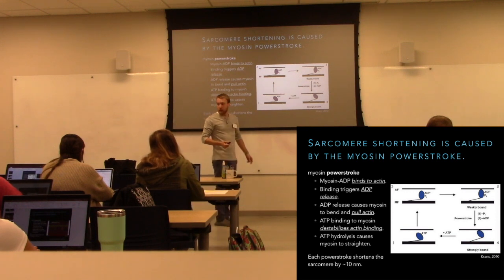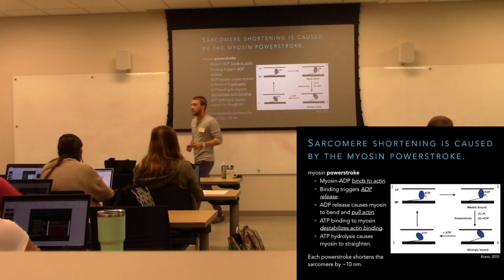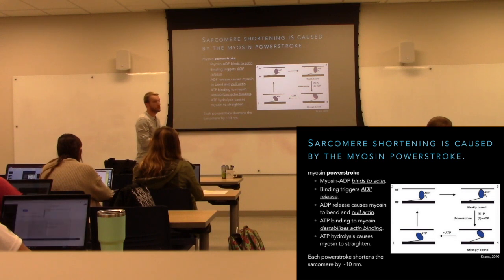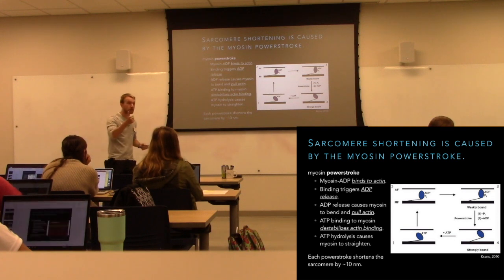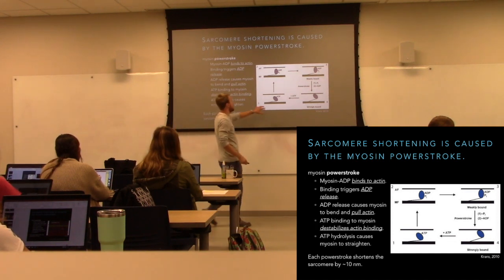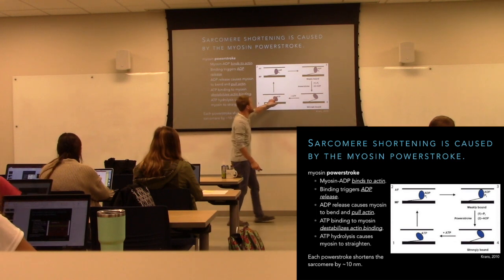If our muscle cell's alive and well, there will be plenty of ATP around. When ATP binds to myosin, that destabilizes the interaction with actin. So myosin lets go. It can only really bind one thing at a time. Think of it that way. We're either binding actin or we're binding adenosine. Can't be both. Once ATP binds, this is more stable than this interaction, so myosin falls off.